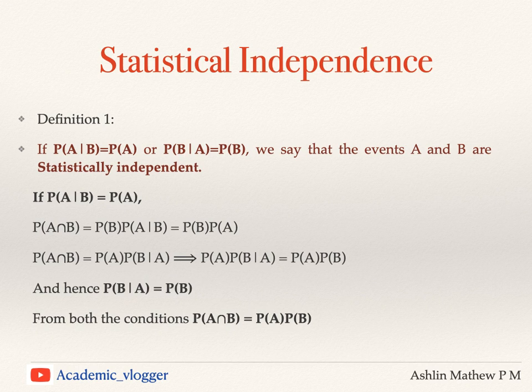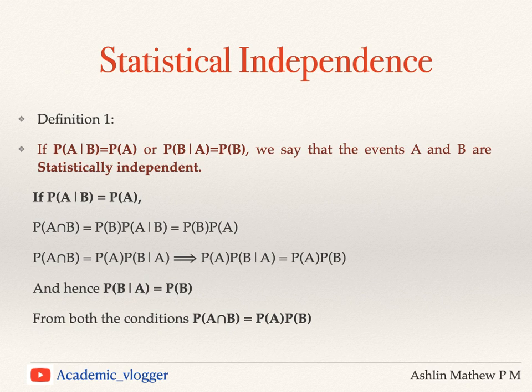So either if probability of A given B is equal to probability of A, or probability of B given A is equal to probability of B, we can say the events A and B are statistically independent. We begin: if probability of A given B is equal to probability of A, then we can write probability of A intersection B as probability of B into probability of A given B, using the multiplication theorem of probability, which we have discussed in the previous video.